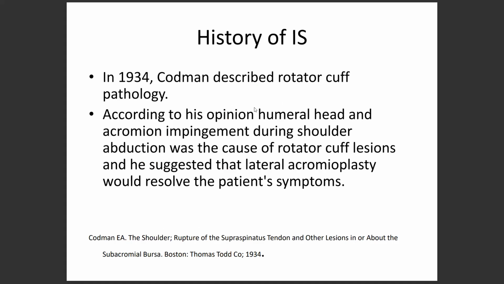So in 1934, ये जो impingement syndrome है, इसकी हिस्ट्री क्या है कि 1934 में Codman described the rotator cuff pathology. According to his opinion, humeral head and acromion impingement during shoulder abduction was the cause of rotator cuff lesion, and he suggested that the lateral acromioplasty would resolve the patient's symptom because, according to him, most of the cases are just because of that abnormal hook type of the acromion. So, subacromial decompression or that acromioplasty may be the successful option to treat this condition.